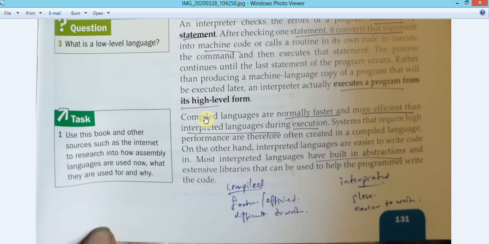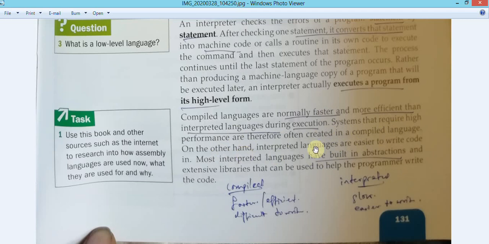Compiled languages are normally faster and more efficient than the interpreted languages. That is during execution. Okay, remember, execution, not debugging, right? Systems that require high performance are therefore often created as compiled languages. Systems that require high performance are using compiled language.